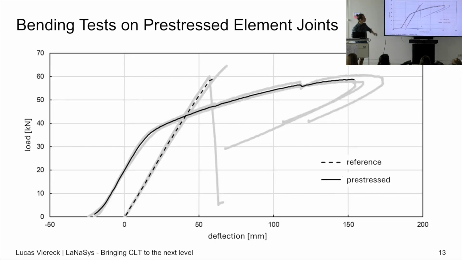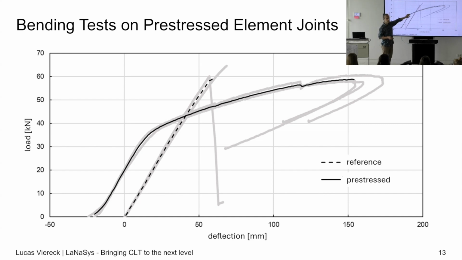Here you see the load deflection diagram. The dashed line here, that was a reference specimen without pre-stressing, and it wasn't cut in the middle, so that was just standard LaNaSys CLT. And the solid line, that was the pre-stressed specimen. First of all, we start with a negative deflection. That means we have a pre-camber because of the pre-stressing. Then, as we increase the load, we have the same bending stiffness as the reference specimen.